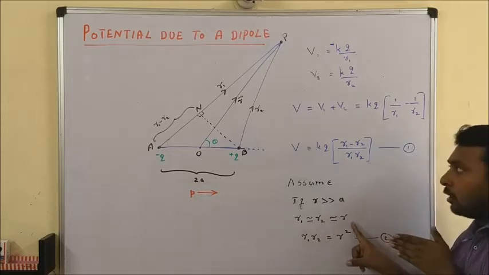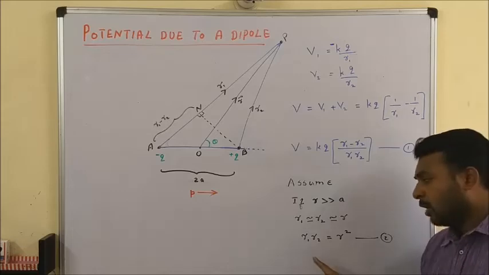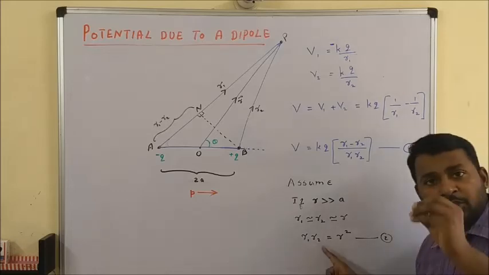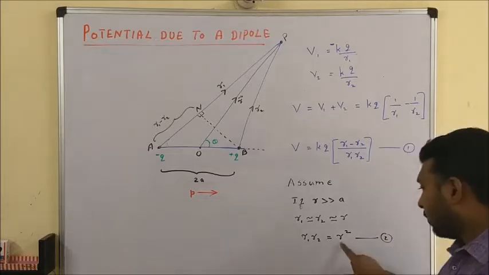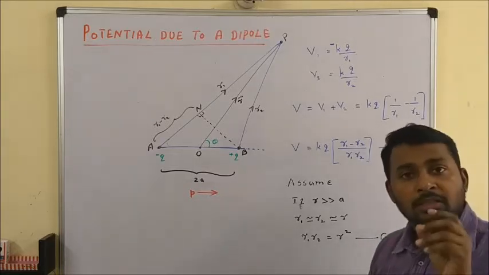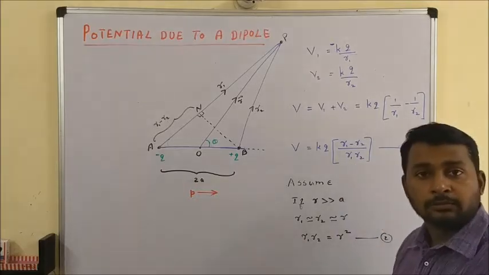So we can assume r1 is approximately equal to r2, which is approximately equal to r. In equation number 1, there is r1 times r2, a multiplication. So r1 r2 I can approximately write as r into r, r square. So this is equation number 2, which you are going to substitute in equation number 1 instead of r1 r2.